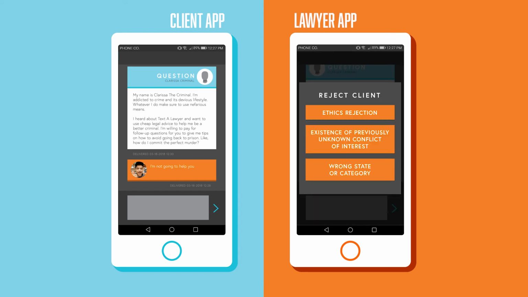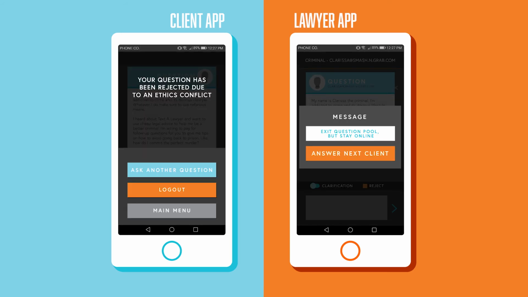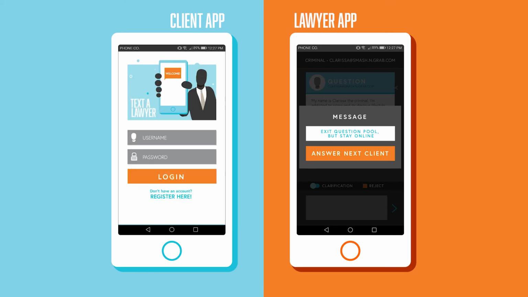There are 3 reject options. Our lawyer has a general ethical rejection and will pick the first option. The second option is for pre-existing conflicts that the client didn't disclose on the conflict screen. Our third rejection option is for the wrong state or category. The attorney selects the correct state and category to transfer the client to the right place. After being rejected, Clarissa quickly gives up and logs out to try her luck on the streets.